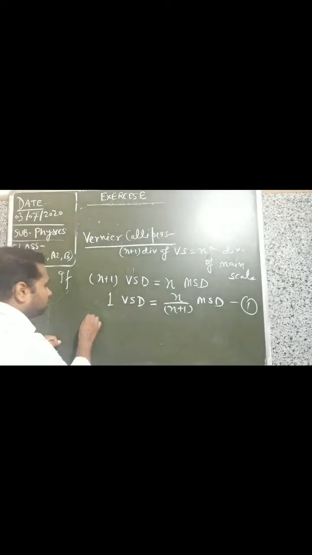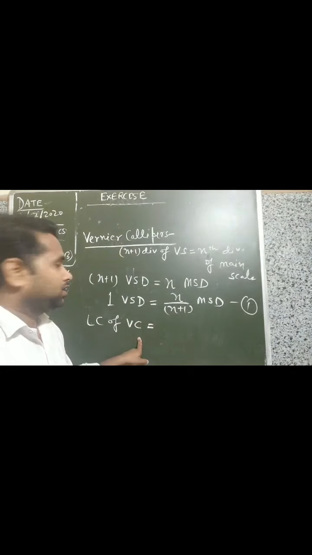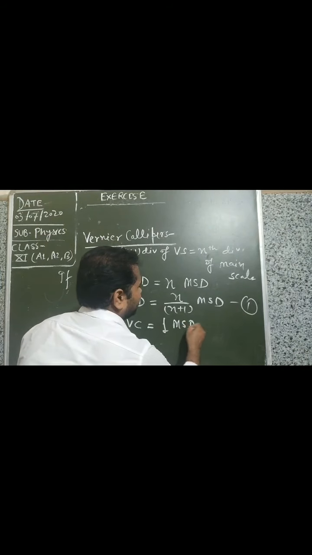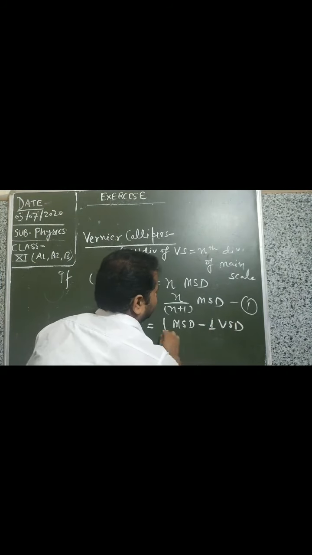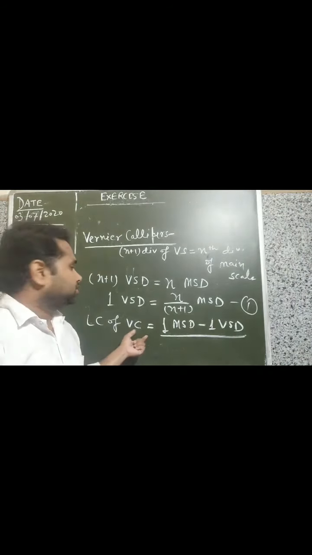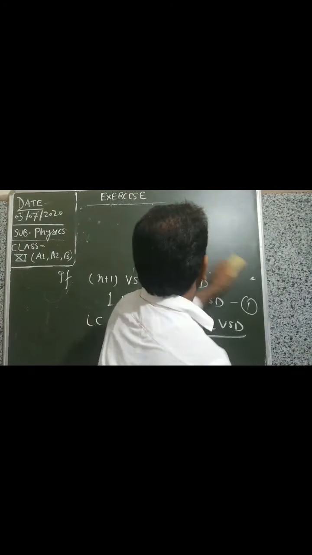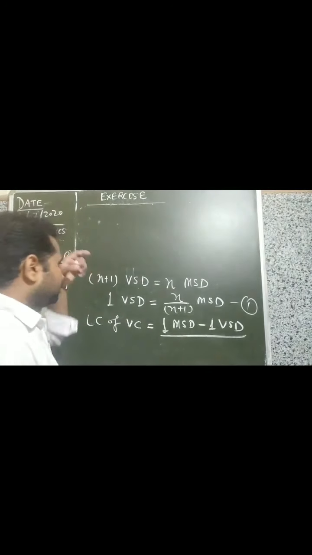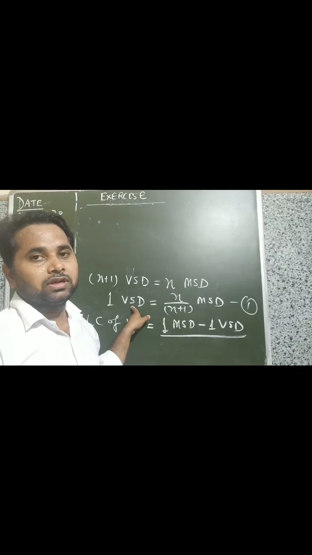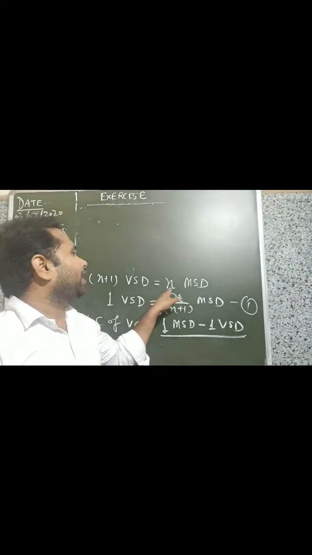And the least count formula: the least count of Vernier calipers is 1 MSD minus 1 VSD. This is the formula for the least count of Vernier calipers. This equation number 1 is also known as the principle of the Vernier calipers. Remember this. This line means n plus 1 VSD equals n MSD.